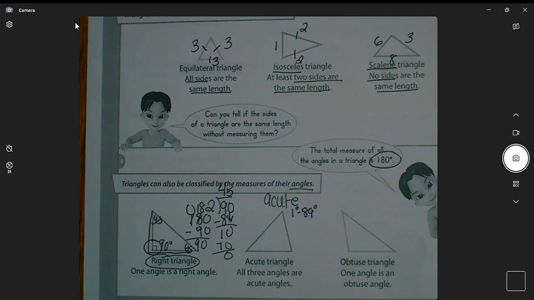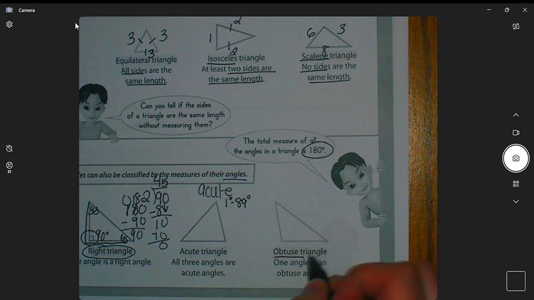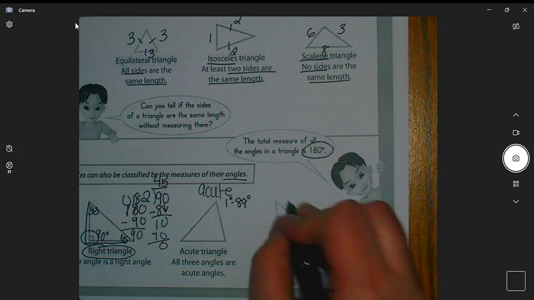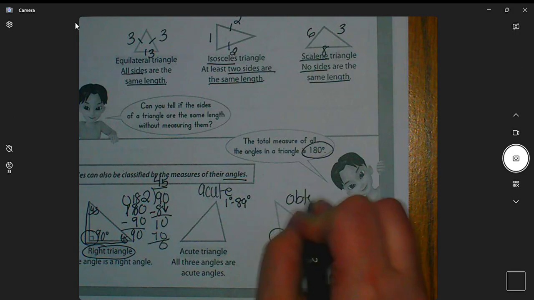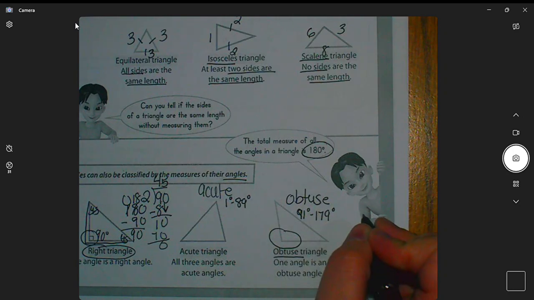Another way I can classify a triangle is obtuse, because I will have at least one obtuse angle. Now this angle looks fairly straight, so I have to be very careful when I'm looking at my triangles. But an obtuse triangle measures anywhere from 91 degrees to 179 degrees. Let's look at some examples.